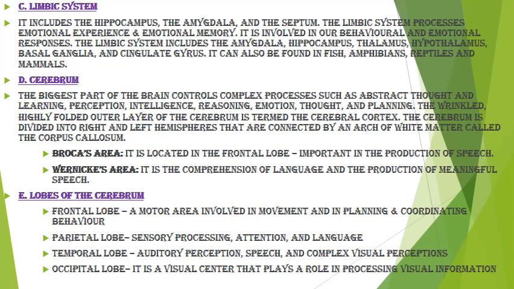Next is the limbic system: hippocampus, the amygdala, and the septum. The limbic system processes emotional experience and emotional memory. It is involved in our behavioral and emotional responses. This system includes the amygdala, hippocampus, thalamus, hypothalamus, basal ganglia, and cingulate gyrus. It can also be found in fishes, amphibians, reptiles, and mammals.